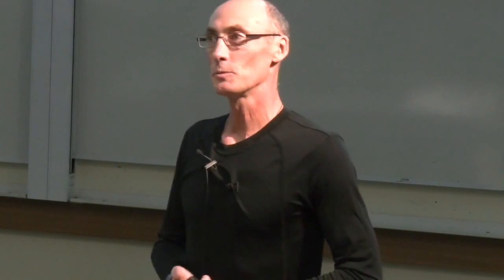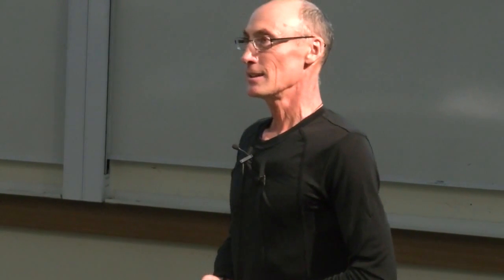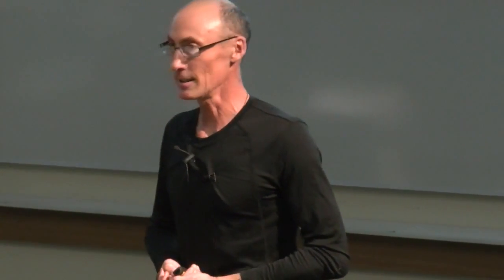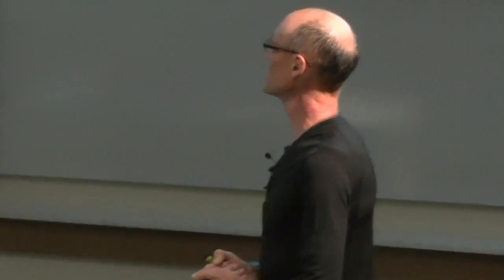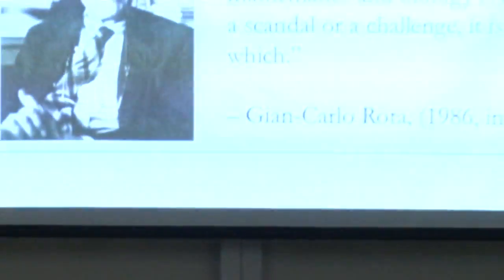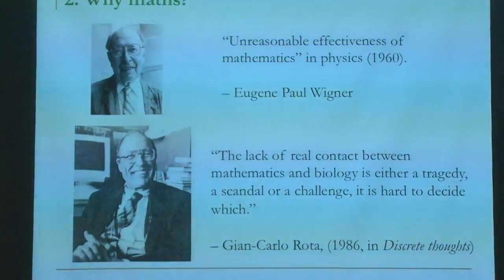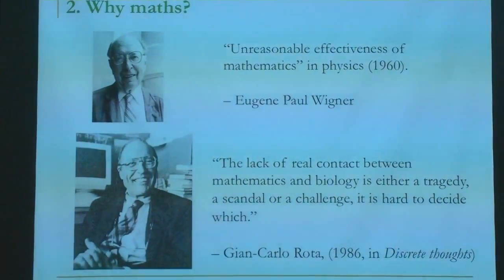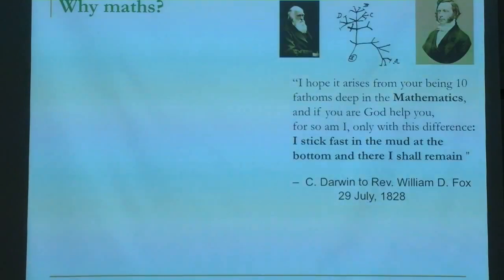But the situation with biology, well, it's like the poor cousin, I guess. This is what the Italian mathematician Giancarlo Rota once wrote: "The real lack of contact between mathematics and biology is either a tragedy, a scandal, or a challenge. It's hard to decide which." Okay, well, this was back in 1986. Maybe a few more things have happened since then.